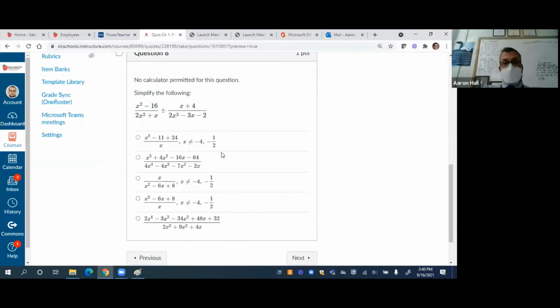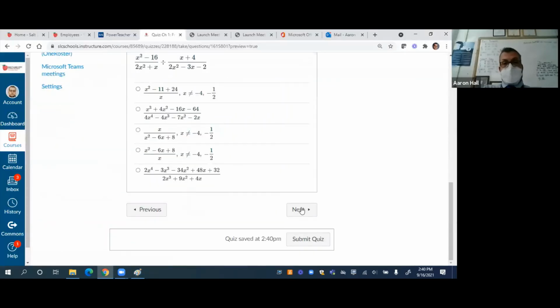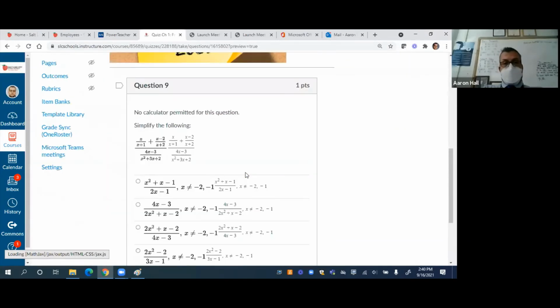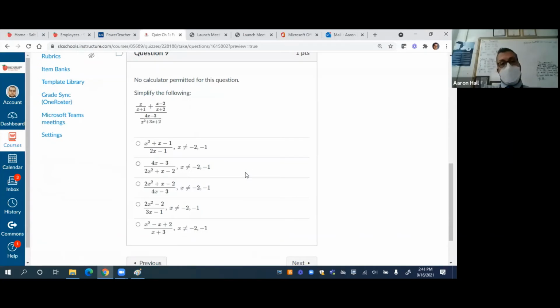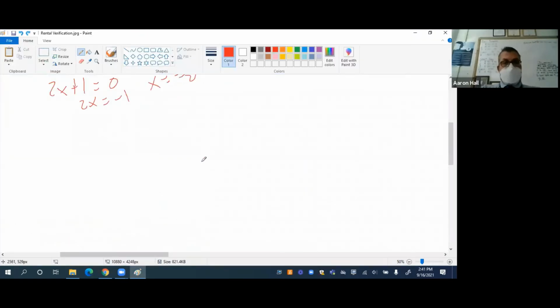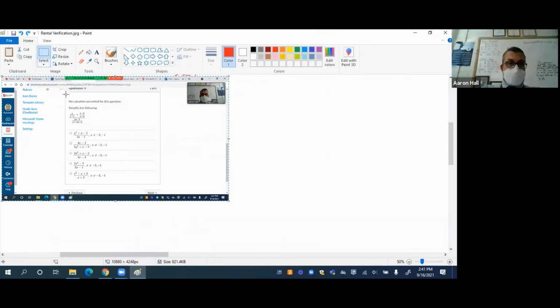Are we going to be able to finish? All right, we are on number 9. This is called a complex fraction. It's a complex fraction because I have fractions inside of fractions. Now the question is, do you know how to simplify a complex fraction?